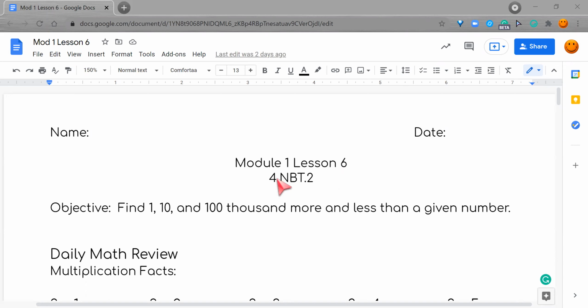The standard is 4.NBT.2, and the objective is to find 1, 10, and 100,000 more and less than a given number. Before we jump into the activity or concept, I want to do a little review. It's always important to practice our multiplication facts and our place values so we remember what we're doing.